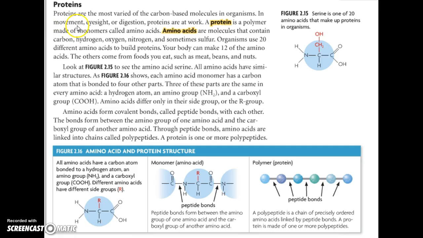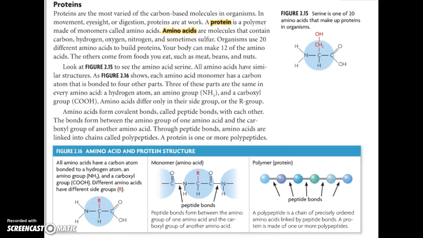In movement, eyesight, or digestion, proteins are at work. A protein is a polymer made up of monomers called amino acids. So, there are those words again, polymer and monomer. Keep in mind that monomers are individual units that build larger units. The larger completed unit would be a polymer.